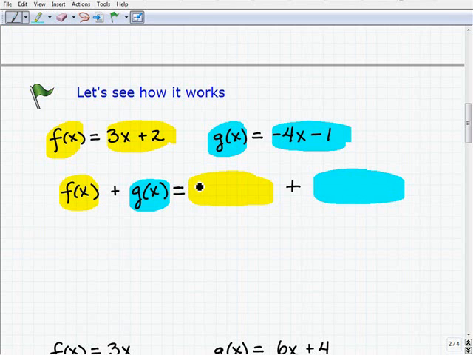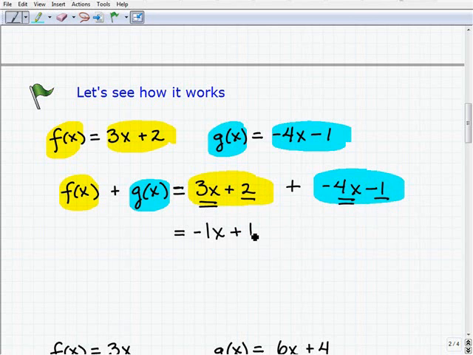Let's take a look at what this is going to look like. So this is going to be 3x plus 2 plus negative 4x minus 1. Now when I simplify, these are skills that you should already have. What I mean is combine like terms. Okay, so we have 3x and negative 4x. We can combine those. It's a negative 1x, and we have 2 and negative 1, and I can simplify that as a positive 1, and there you have it.